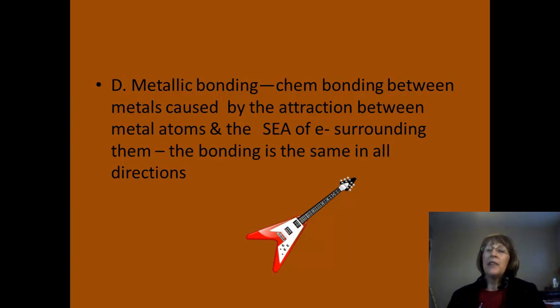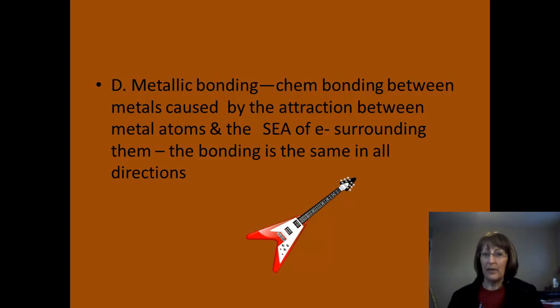So let's get to the next type of bonding. We talked about covalent bonding. We talked about ionic bonding, where they transfer electrons, and now we talk about metallic bonding. Metallic bonding is when you have bonds between metals, and it's really kind of strange. It's actually caused by the attraction of the metal atoms to the sea of electrons that's around it.